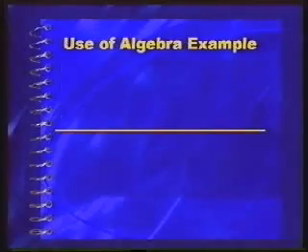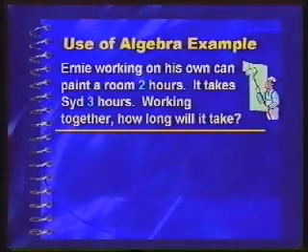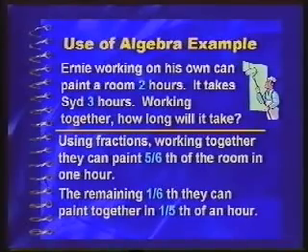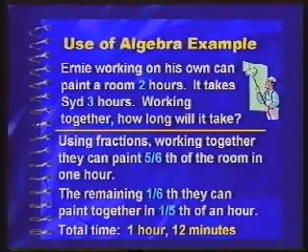I've got a typical example here on the screen where we've got Ernie working a room. He's painting a room. He can do that in 2 hours, while Sid can do it in 3 hours. If they work together, how long would it take? Well, you can do that with arithmetic, and I've got the working out here. And we get an answer. And the answer, as it turns out, and you can check that yourself, is 1 hour and 12 minutes.